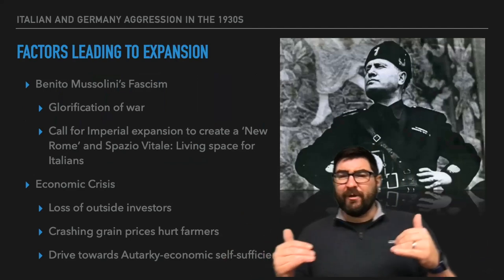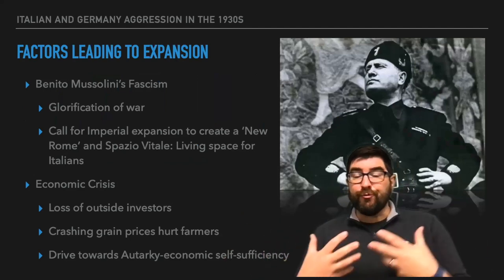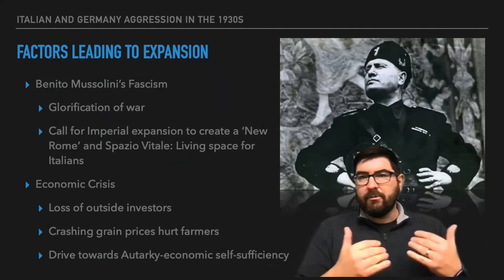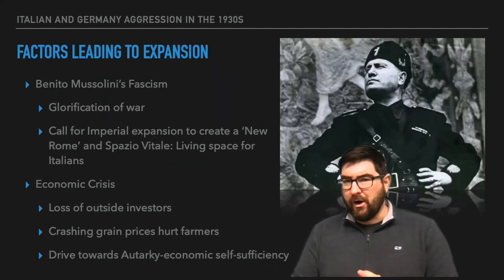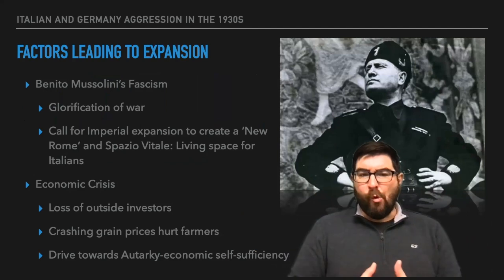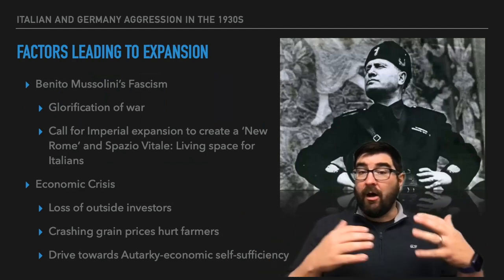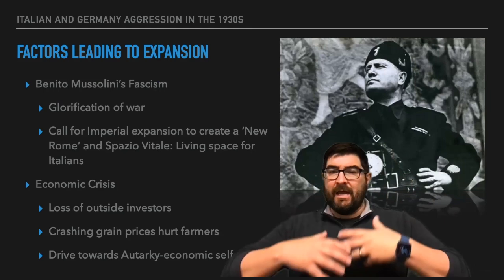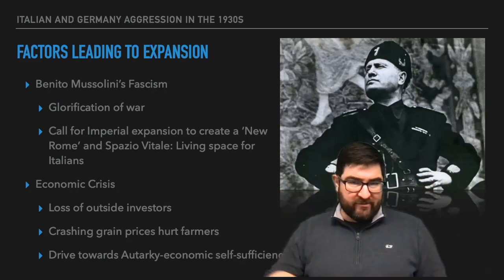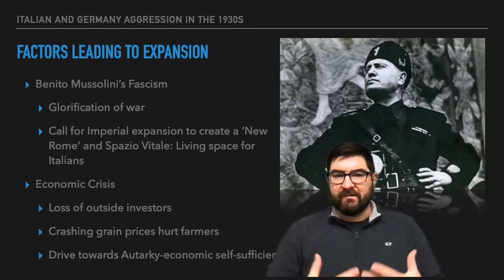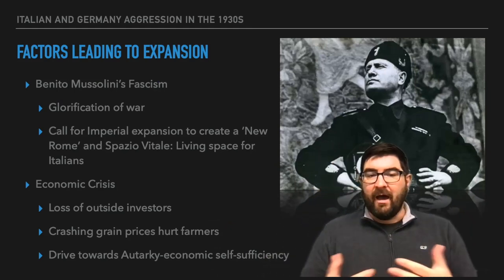So we're going to start with Italy and looking at their reasons that they push for expansion. And it starts with Benito Mussolini and his fascist party and the ideology of fascism that glorifies war. And for Mussolini, it calls for imperial expansion in order to create a new Roman Empire that will encircle the Mediterranean Sea and give his people living space, or spazio vitale.